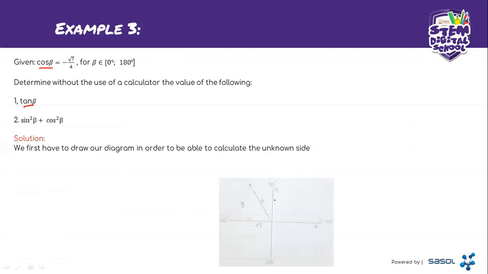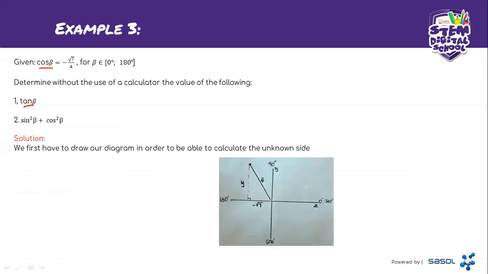The diagram that we are looking at is going to be on the second quadrant. Why on the second quadrant? Because based on the restriction, it says from 0 degrees to 180 degrees, meaning the terminal arm is either on the first quadrant or on the second quadrant. We have to choose only one quadrant, because only one quadrant is the correct one.